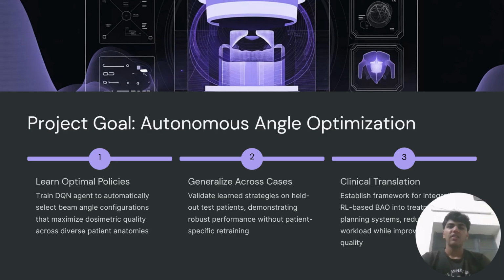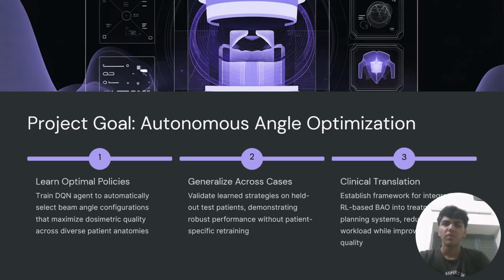Now that we have seen the clinical motivation and the challenges in radiotherapy planning, let's talk about what this project is fundamentally trying to achieve. The core objective of this work is to enable autonomous beam angle optimization using deep reinforcement learning. In simpler terms, we want the system to be able to look at a patient's anatomy, understand the trade-offs between tumor coverage and organ protection, and automatically propose optimal beam directions without manual trial and error by clinicians. There are three major components to this goal.